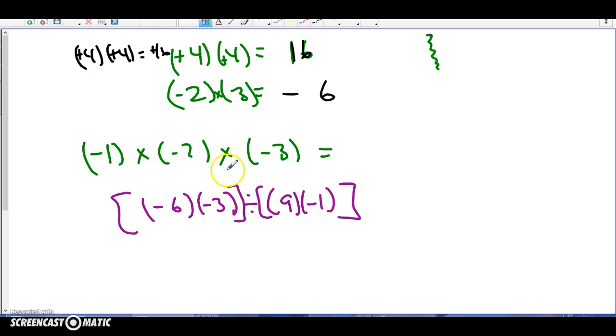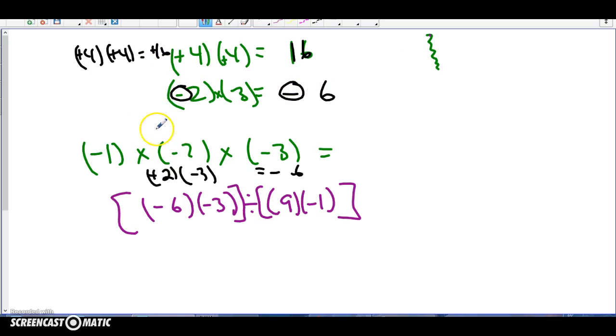If you have a bunch of numbers being multiplied, so negative 1 times negative 2 times negative 3, well, let's do it in steps. Negative 1 times negative 2: a negative times a negative is positive, and 1 times 2 is 2. So now I have plus 2 times negative 3. I'm just rewriting this underneath. 2 times 3 is 6, and that's negative. So if you look at this, it's quite straightforward. If I have one negative, I have a negative answer.